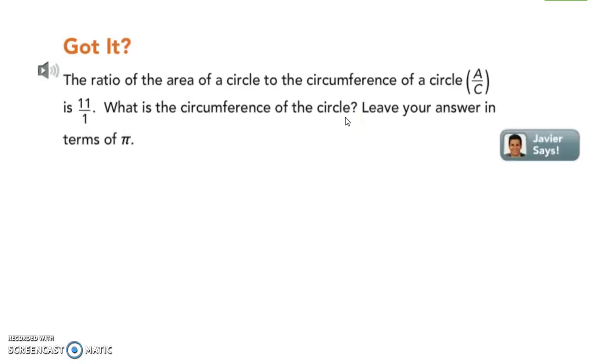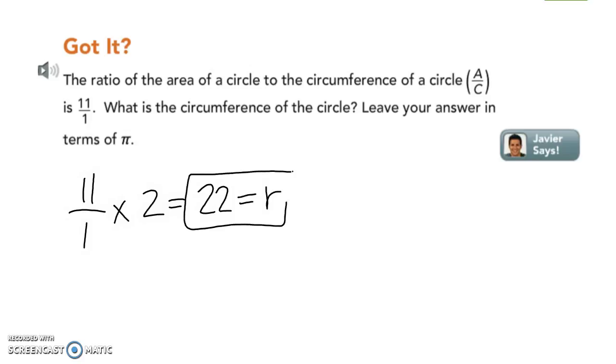So here we have the ratio 11 over 1. So I can multiply that times 2 to get the radius for this problem. 11 over 1 times 2 gives me 22. What is this, centimeters? And that's the radius. I can use this now to find, what am I trying to find?